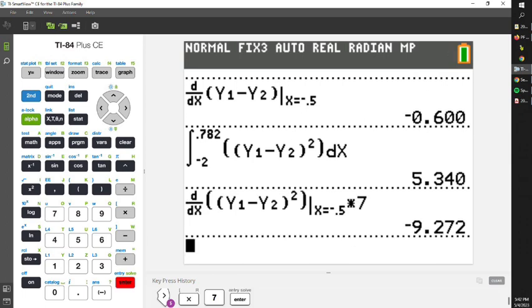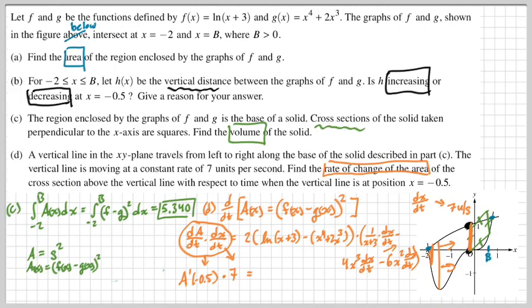So I hit enter. I get my answer as negative 9.272. And so over here, I'm going to put negative 9.272. And did I answer the question? It says find the rate of change of the area. Yep, that would be it. That's the rate of change of the area. So the area is currently getting smaller right there. Now the question doesn't ask for that, but that is what it means in this context.